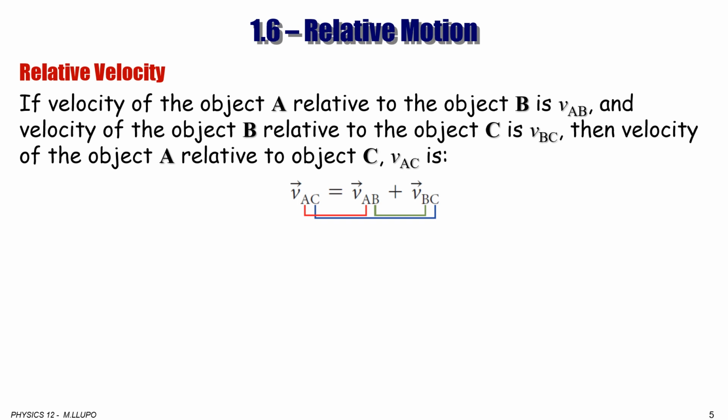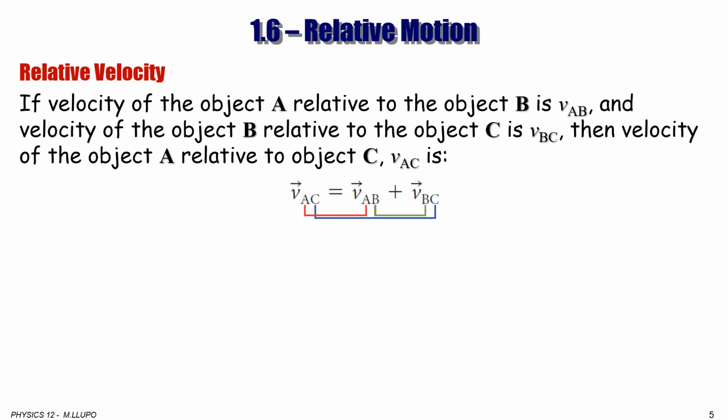Now, if we have three objects and we analyze the objects' velocities: if the velocity of object A relative to object B is VAB, and the velocity of object B relative to C is VBC, then the velocity of A relative to C is VAC, and it is the vector addition of VAB plus VBC. If you take a look, VAC is about the first and last vector. However, those two velocities are connected internally. So the velocity of object A relative to B and object B relative to C have to be an internal link. That's how you can write it, that's how you can express it.